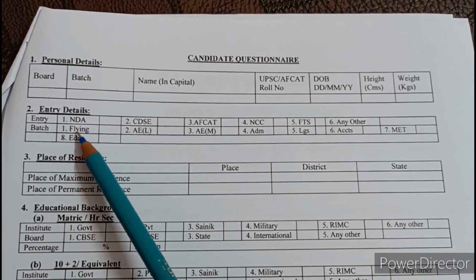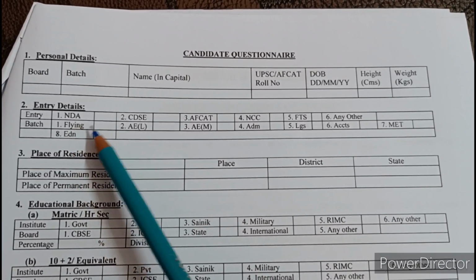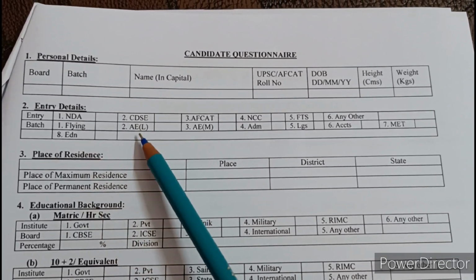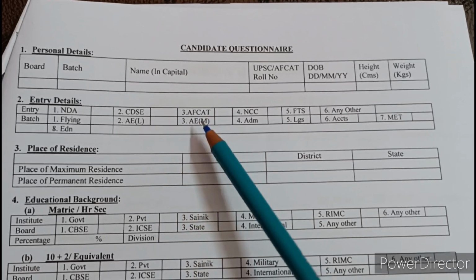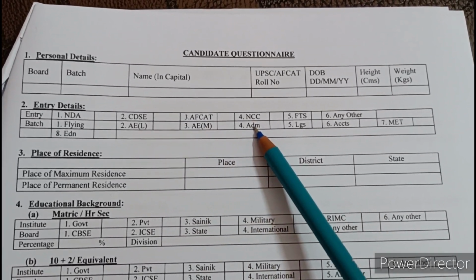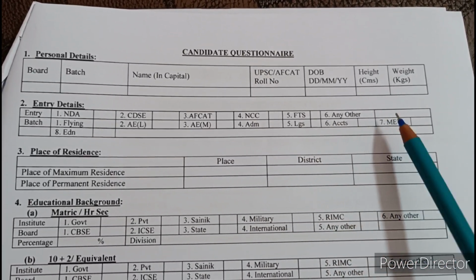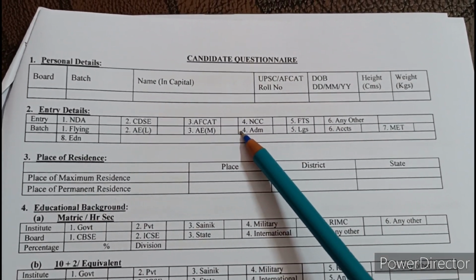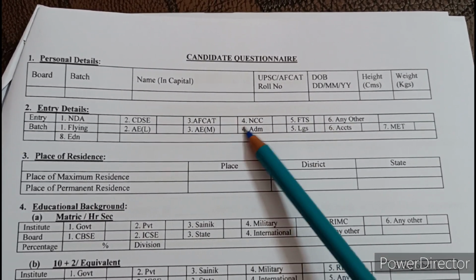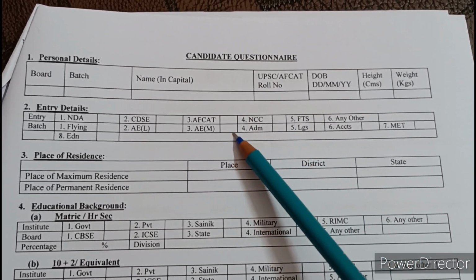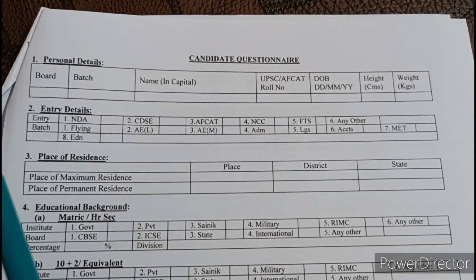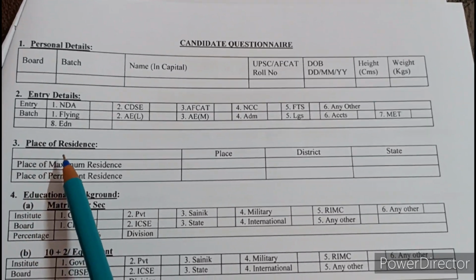Now you have to choose the branch. While filling the form, you must have selected your priorities, which branch you are eligible for, I mean flying, or aeronautical engineering, and administrative, logistics, accounts, meteorological, or education. In my case I was eligible for only administrative and logistics, so I will tick accordingly. And now moving to the third option, place of residence.